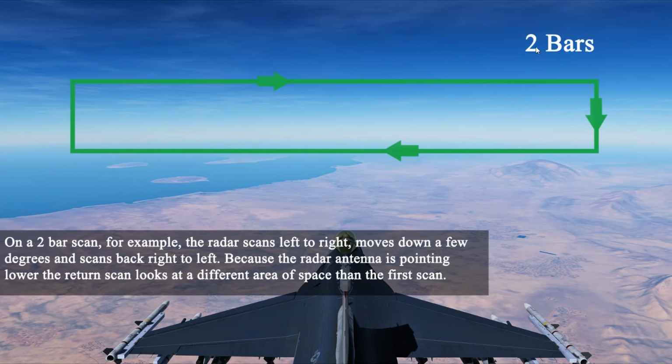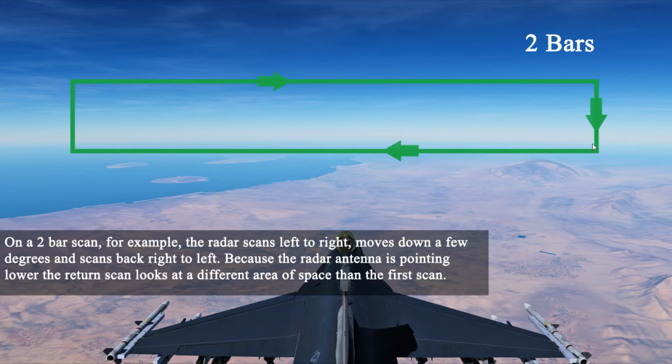Now at 2 bars, we can see that the pattern of scan is a little bit different. On a 2 bar scan, for example, the radar scans left to right, moves down a few degrees, and scans back right to left. Because the radar antenna is pointing lower, the return scan looks at a different area of the space than the first scan. All right, so this is very simple. What it's saying is that you start here, you scan from left to right, you move down instead of moving back like 1 bar. You move down and you scan from right to left. Now obviously this is going to cover more of the sky than going just left to right at 4.9 degrees. Right?